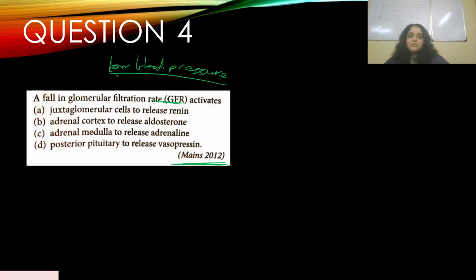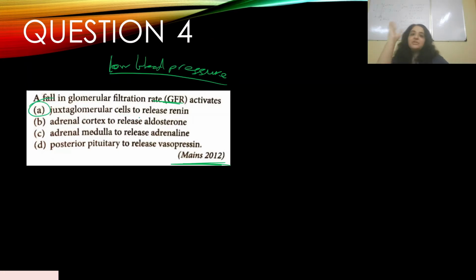Okay, when there's a low blood pressure, there will be a fall in the GFR. So what happens during that? JG cells, the juxtaglomerular cells, release renin, the adrenal cortex releases aldosterone, the adrenal medulla releases adrenaline, and the posterior pituitary releases vasopressin. Okay, so a fall in glomerular filtration rate will immediately release renin.